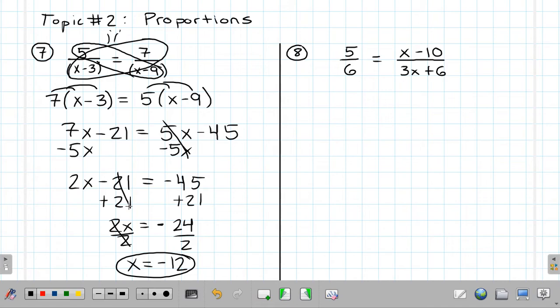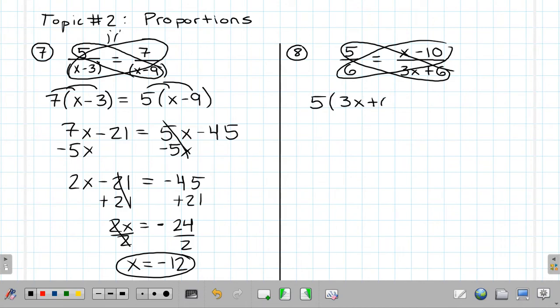So once again, a lot of work there, okay, in terms of having to do all these steps. But at the same time, after you get past the proportions, after you get past the cross multiplication, it works just pretty much like any other equation we've done before. Same thing with number 8. Technically, we want to cross multiply here. And once again, I'm going to do this in a specific way, and you don't have to do it this way, but I'm doing the 5 times (3x plus 6) first, and then that's going to be equal to 6 times the expression (x minus 10).